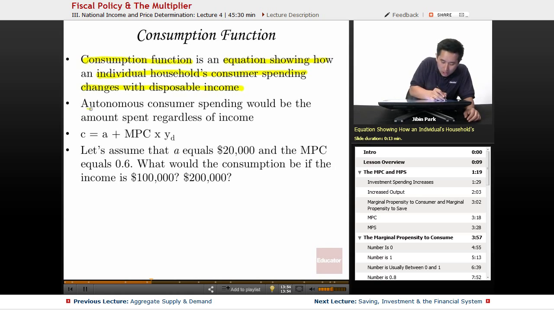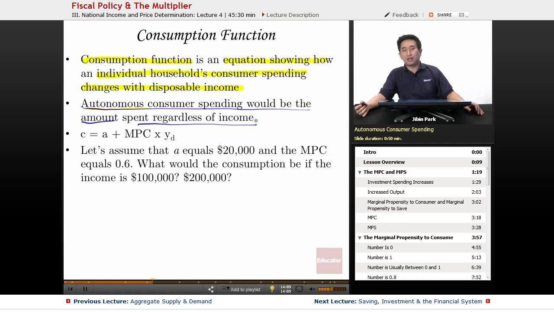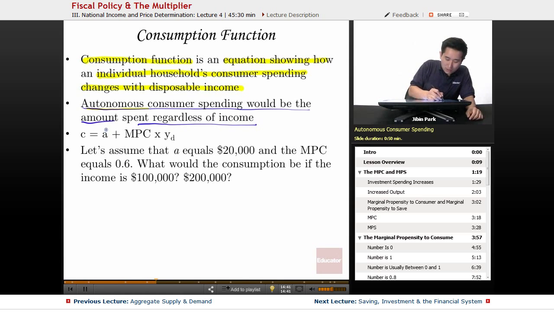Autonomous consumer spending is the amount spent regardless of income. Let's say, hypothetically, I got fired from my teaching job, or for some reason I quit and didn't work. Consumers are still going to spend a certain amount, and it could be 10,000, 20,000, or 5,000. There's a certain amount of spending that is not tied to income at all. Maybe it's the bare minimum required to live, or you're drawing on savings, or taking out credit card loans in order to survive. So there's an autonomous amount, maybe 15,000 or 20,000, and that's what this A value represents. You're going to spend it regardless of your income.